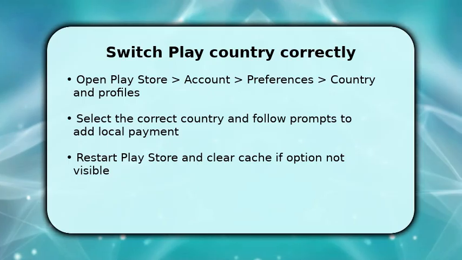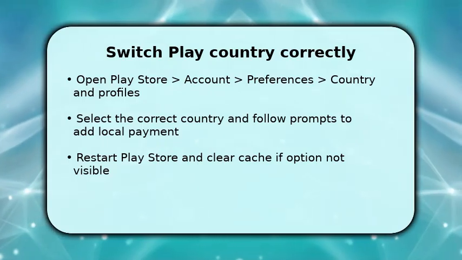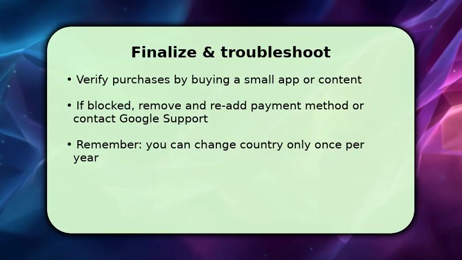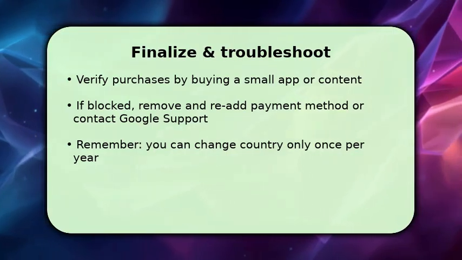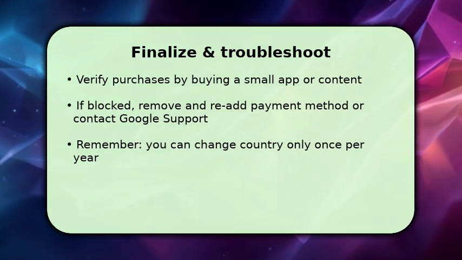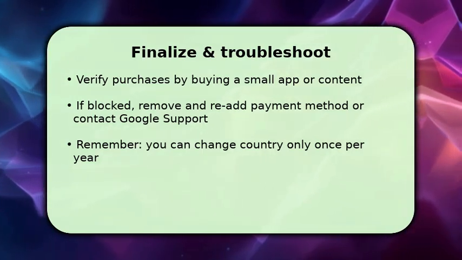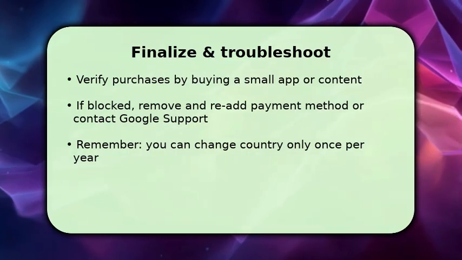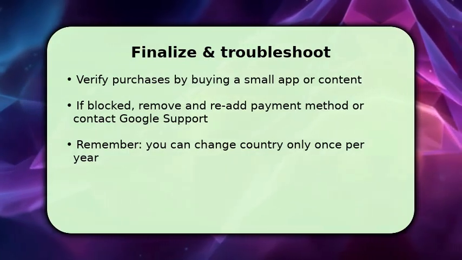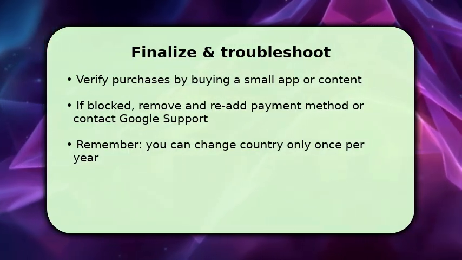Finish by testing a small purchase to verify that buying is allowed in the new country. You should see local prices and payment acceptance. If you don't, remove and re-add the payment method and retry with VPN active, since recent payment tokens might be cached. If problems persist, contact Google support and provide payment ID and profile details.